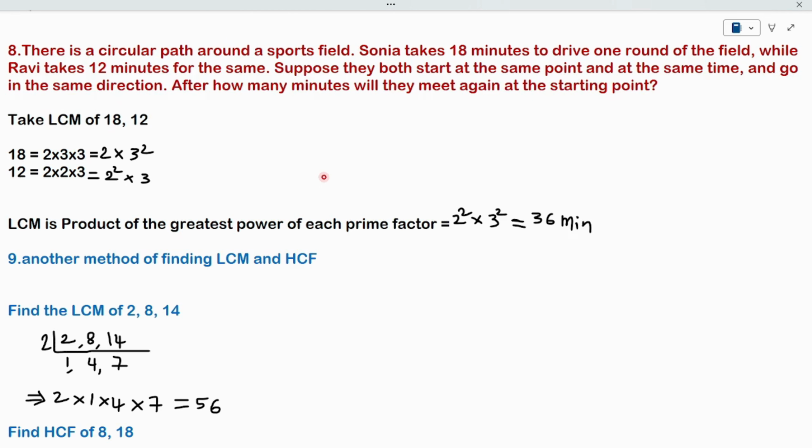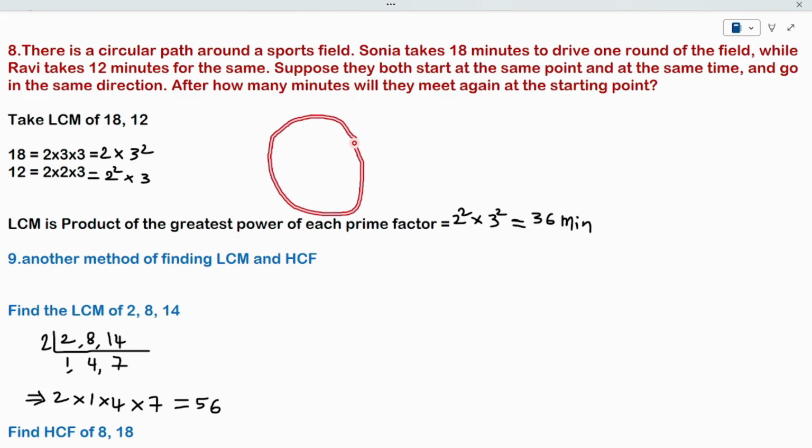Next question. Sonia takes 18 minutes to complete a round, and Ravi takes 12 minutes to complete a round. If they both start at the same point at the same time and go in the same direction, after how many minutes will they meet again at the starting point? This is a circular ground. If both start at the same place at the same time, after how many minutes can they meet at the starting point?